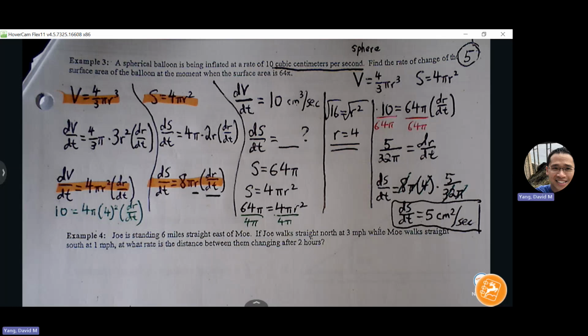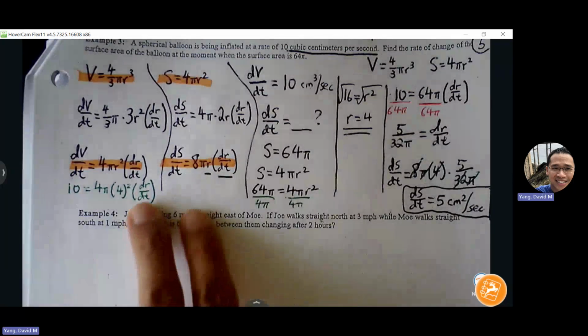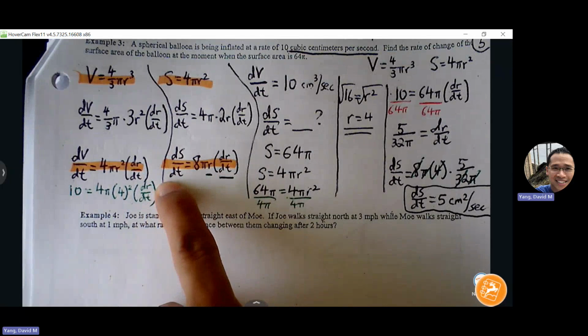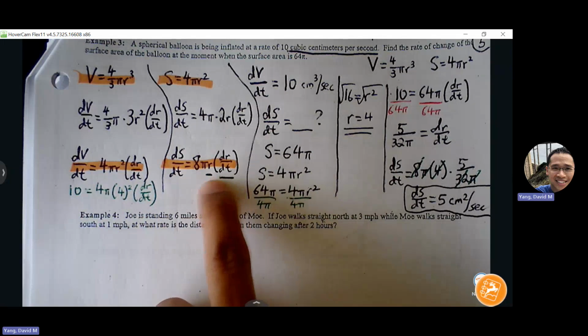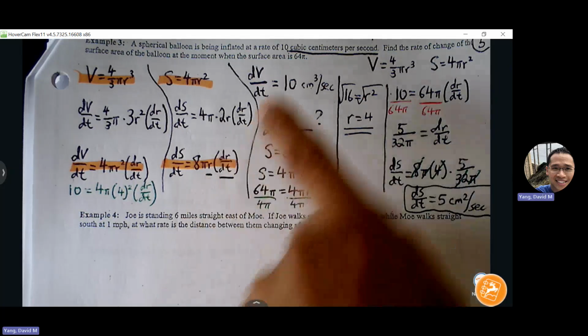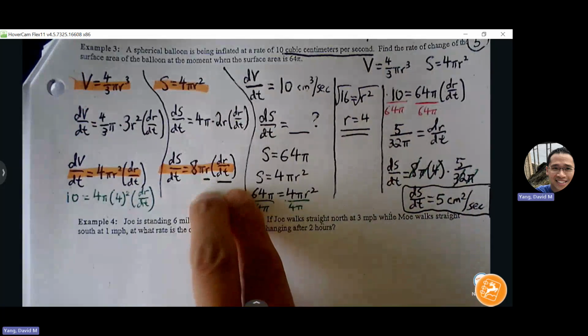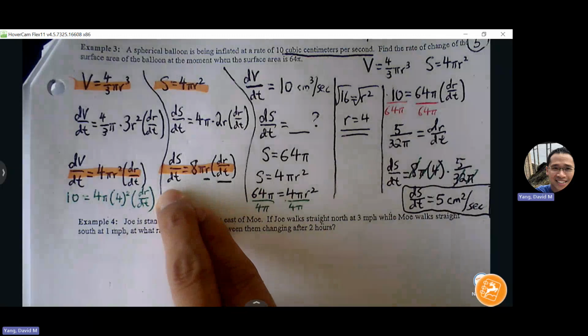Okay, we'll do more practice with this, but any questions? Ultimately, this is really the key equation here, right? You're looking for DSDT. We need R, we need DRDT, but if they don't give that to us initially, we have to use what's given to us and work our way to the variables that we need to get to DSDT.